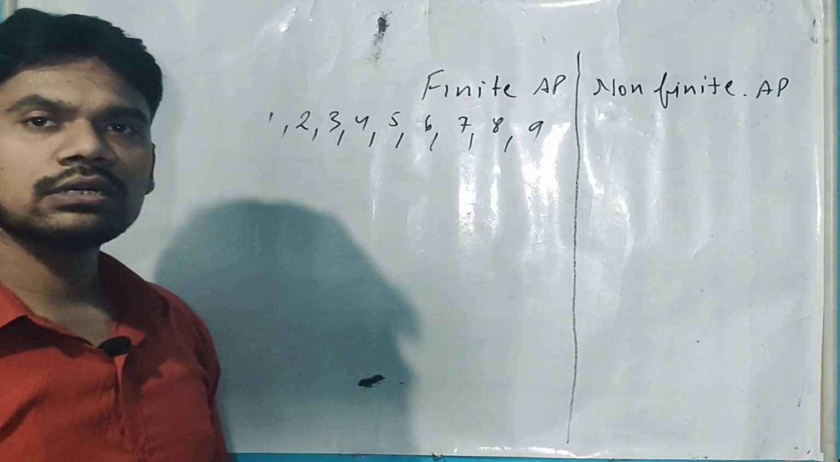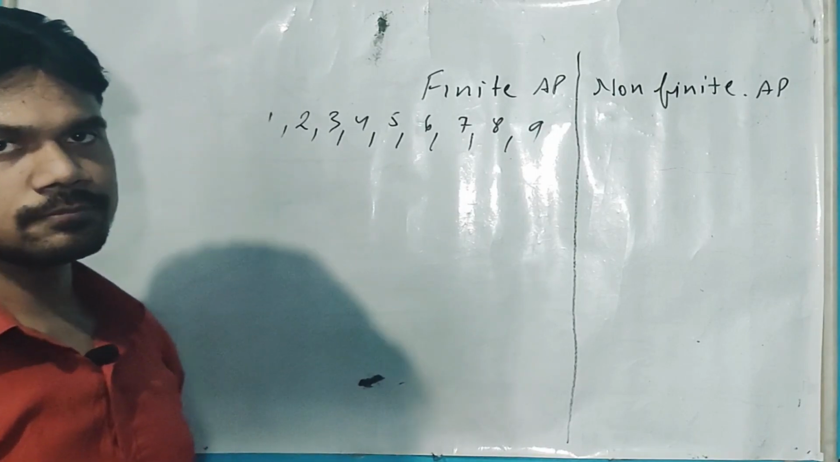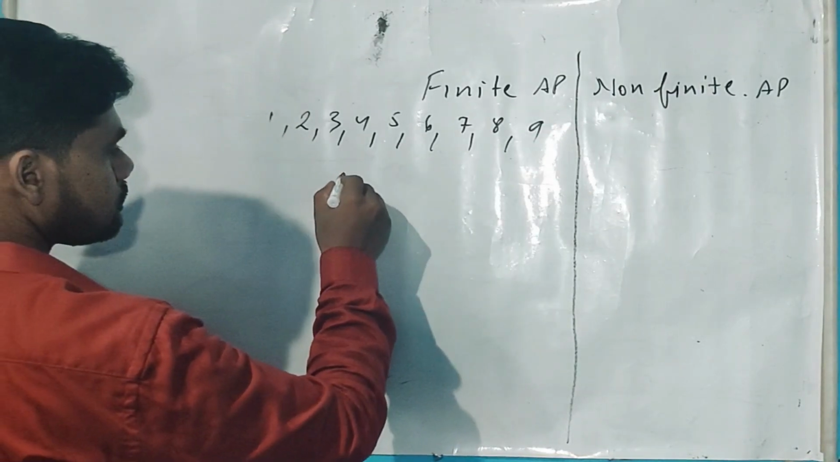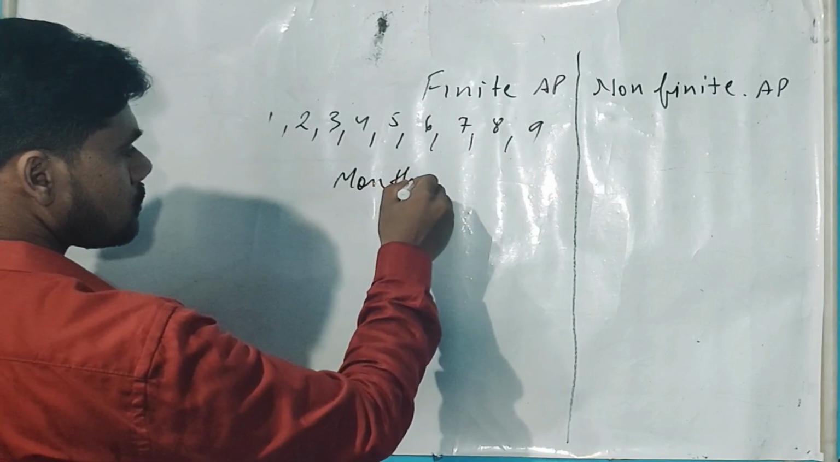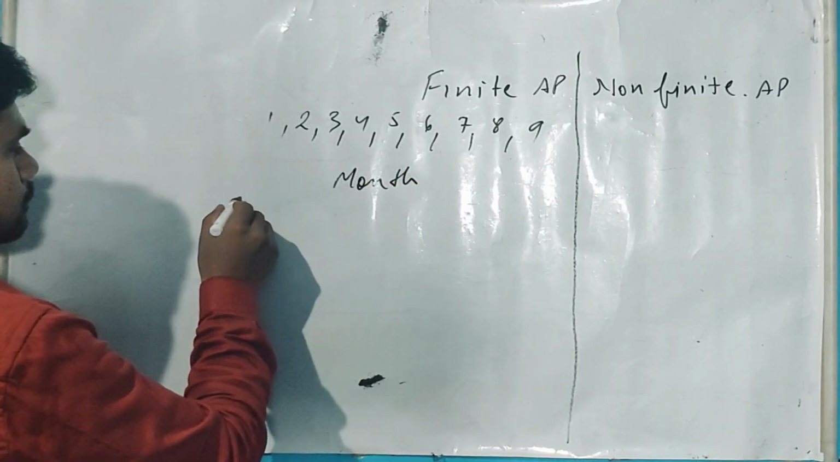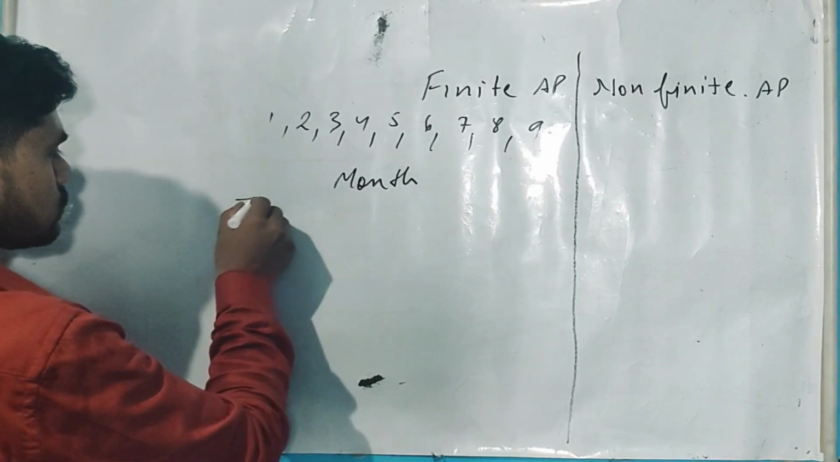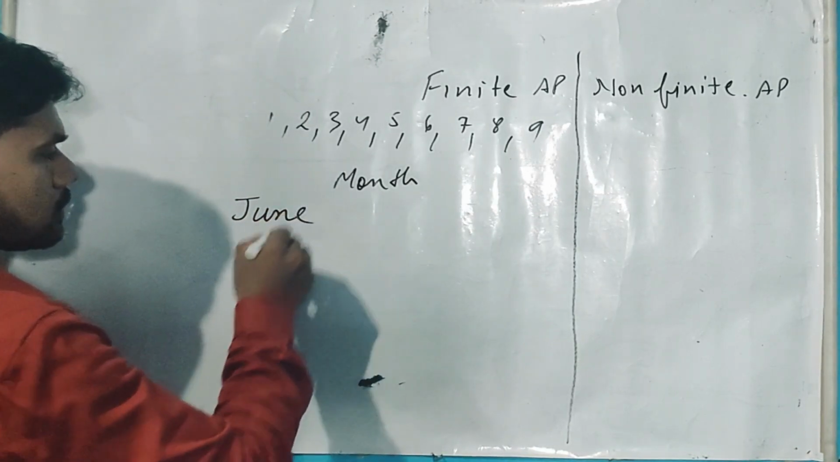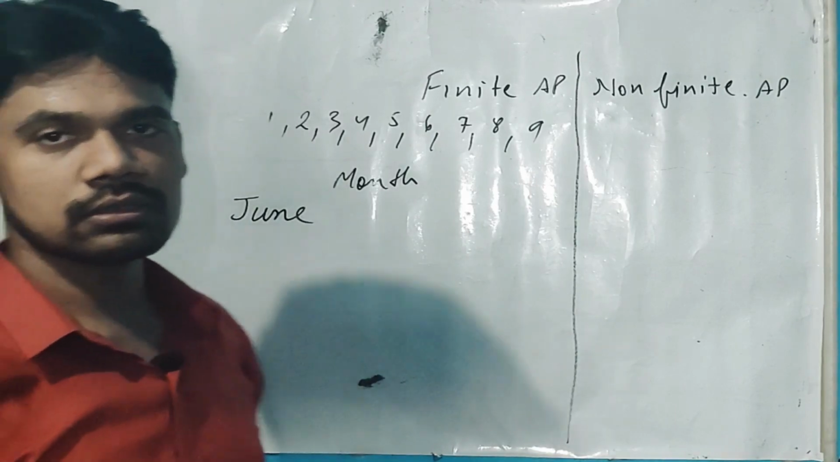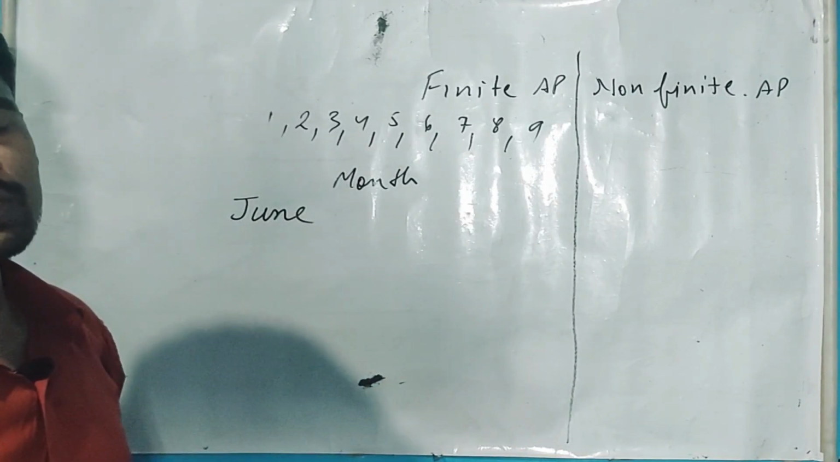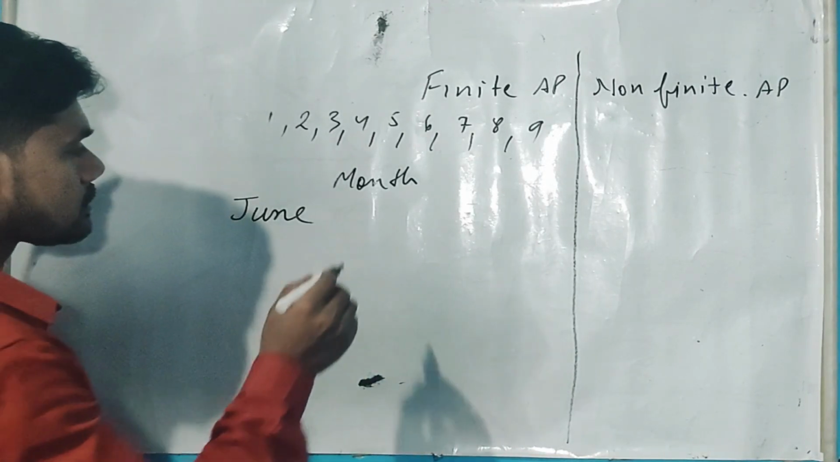If we talk about the months, which month is June? In the month of June, how many days do we have? We have 30 days.